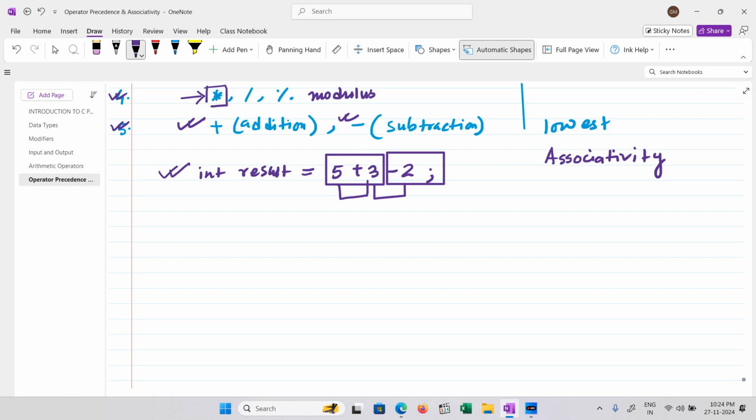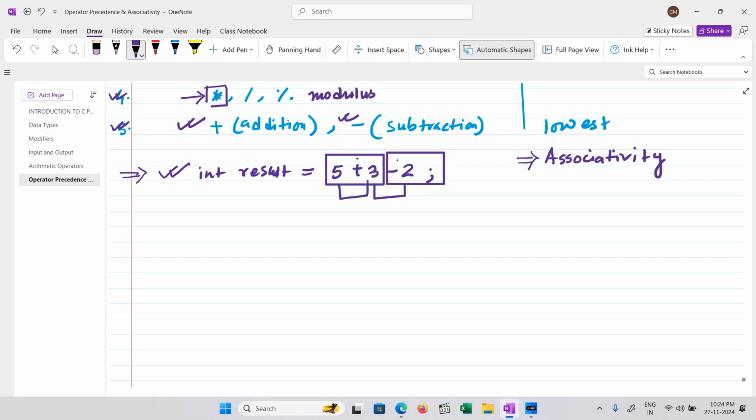So what do you mean by associativity? When will it be applicable? Remember, associativity will not be applicable always while solving a mathematical expression. Associativity comes into the scenario when a mathematical expression has more than one operator with equal precedence.